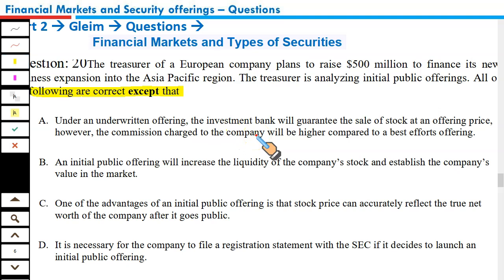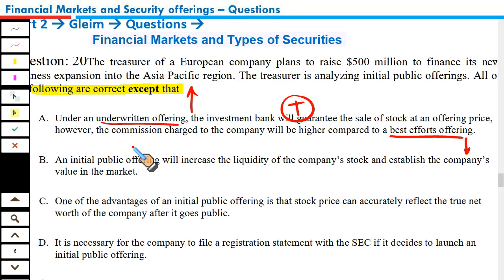Beautiful question, gentlemen. See, I am an underwriter, an investment banker, and I can offer two types of arrangements. First is the underwriting offering, where I commit that whatever I can sell, I will sell, and whatever is not sold, I will buy. Since I'm taking risks, I'm going to charge a higher cost. In the best efforts offering, I will try my level best to sell as many as I can. Those stocks that remain unsold, I'm not responsible for. Since I'm not taking risks, my reward is going to be low. So this is a perfect statement. It's a true statement that in the underwriting offering, commission will be higher because the underwriter is taking risk. So A is correct, true.